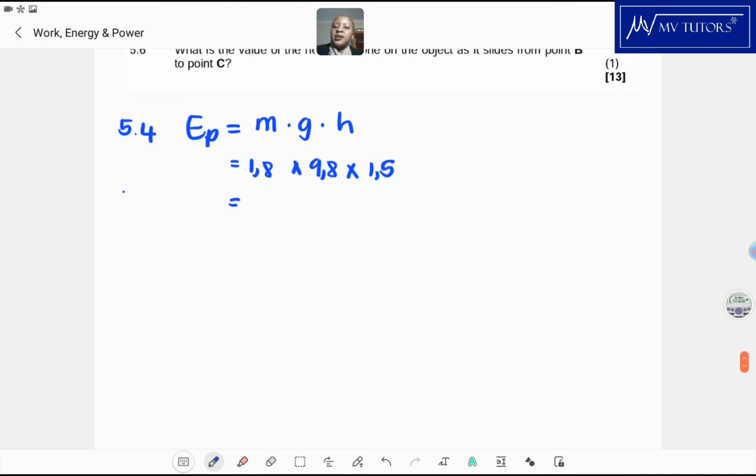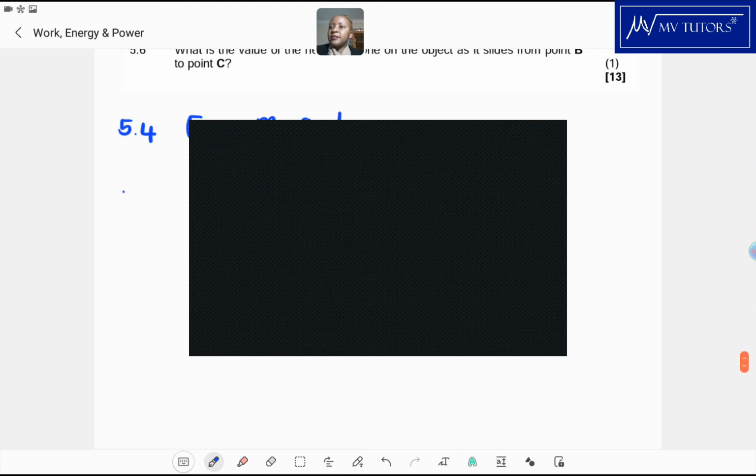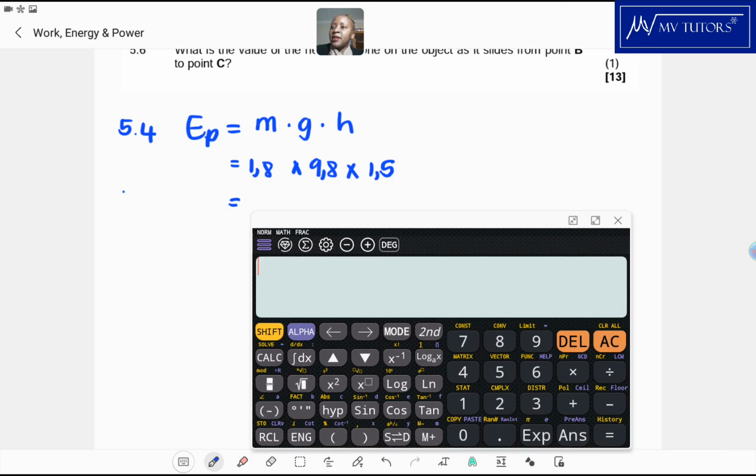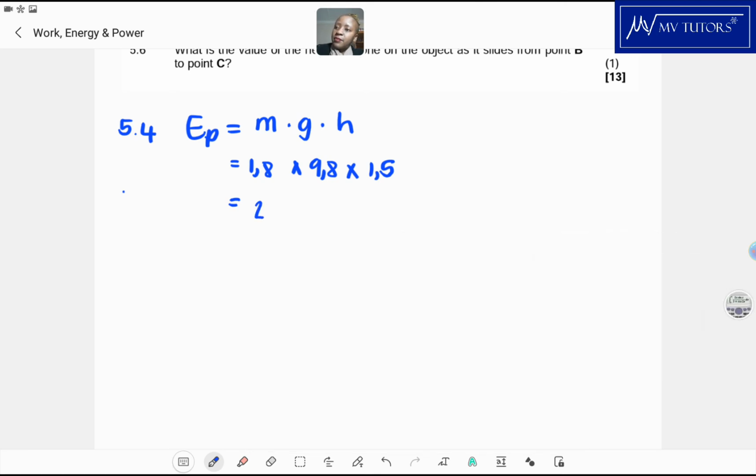And then using our calculator, we have 1.8 times 9.8 times 1.5, and that is 26.46. And that would be joules. Remember, energy is measured in joules.